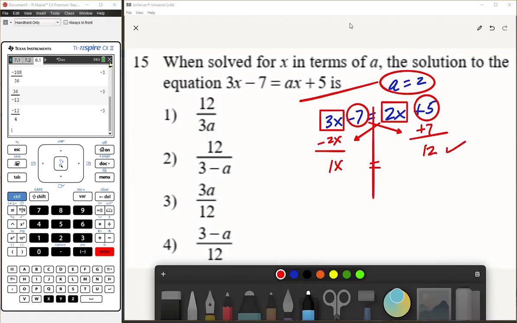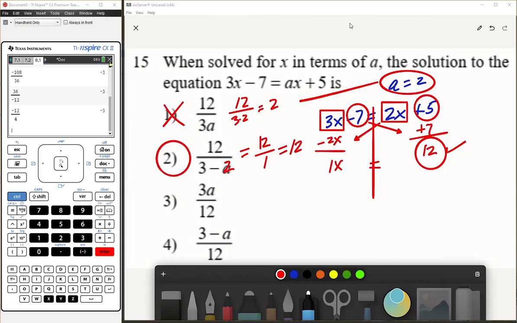So if I put 2 here, for instance, let me move this out of the way. If this is 12 and I put in 2 for A, this is going to be 3 times 2, which is 6. So 12 divided by 6 is equal to 2. That's not the answer. We want an answer of 12. Now, if I do the same thing with the second one, if I put a 2 in for A, that's going to be 12. 3 minus 2 is 1. So this is 12. So this has possibilities. Now, you should check the other answer choices just to make sure, but that one looks promising.